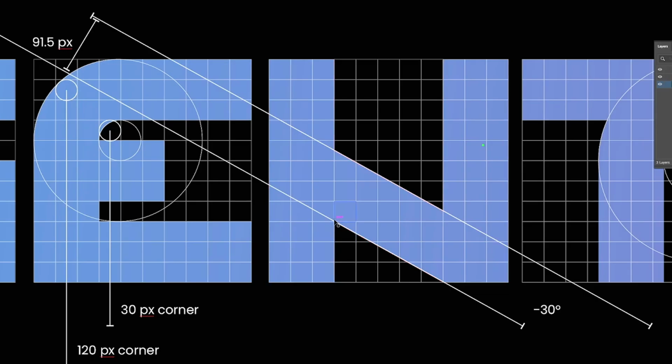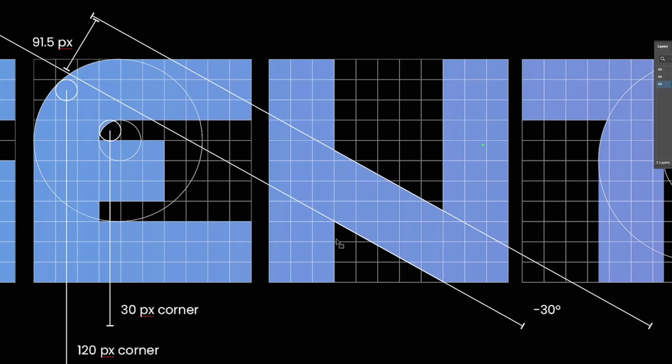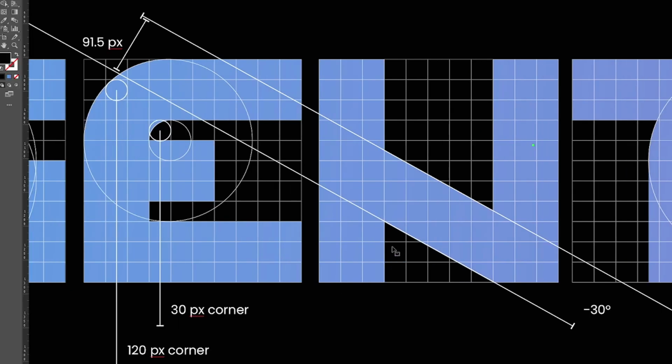The bottom of the diagonal bar of the N hits exactly 90 pixels above the bottom of the N's foot. This point is obviously exactly consistent with the foot of the E. This helps with the visual balance, creates synergy between all of these different letters.